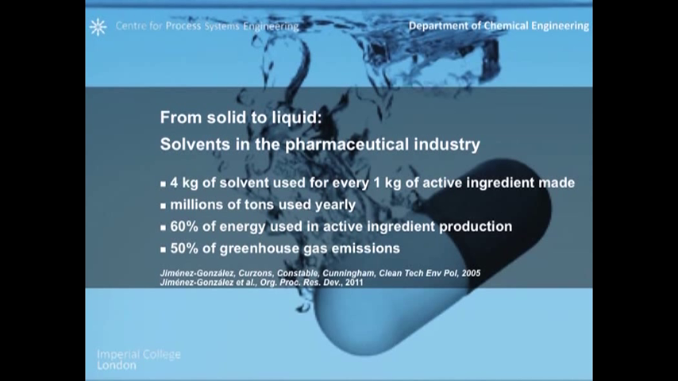Millions of tons of solvent are used every year, and this has a big impact in terms of the energy cost of the processes. 60% of the energy is devoted to solvents, often because of the separation processes, and 50% of the greenhouse gas emissions come from the use of solvent. Okay? So there are a lot of issues around solvent choice in pharmaceutical and agrochemical processes. And I talked about an example right at the beginning with the batch separation.